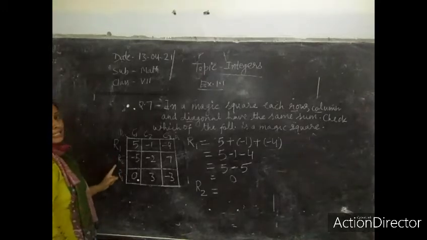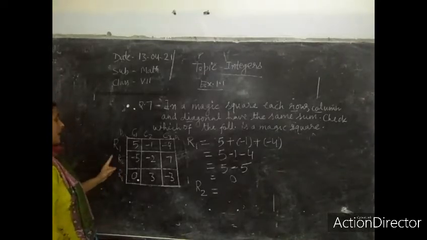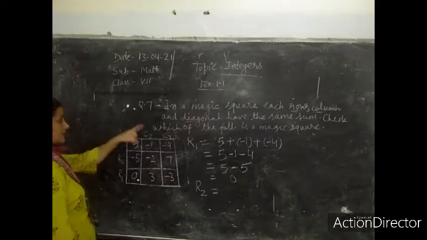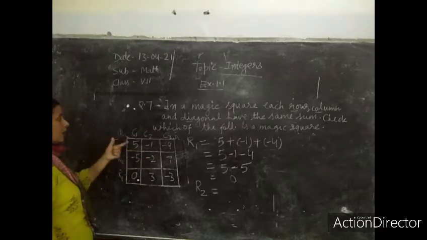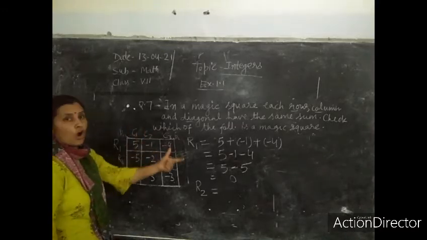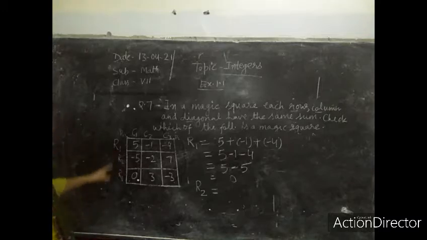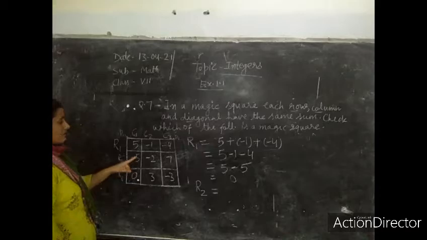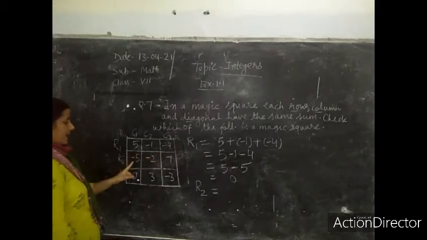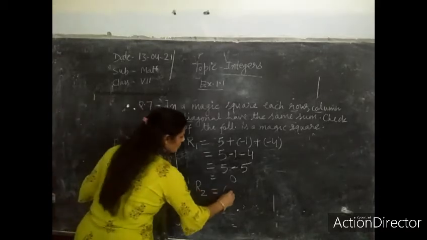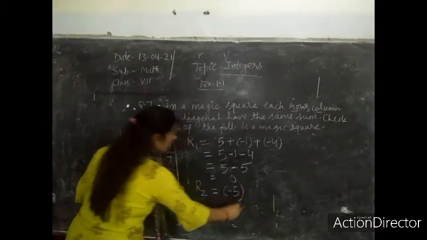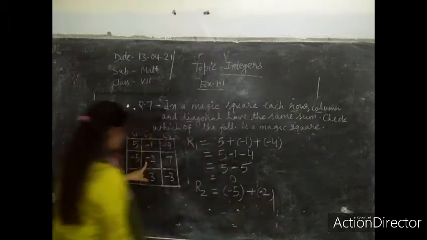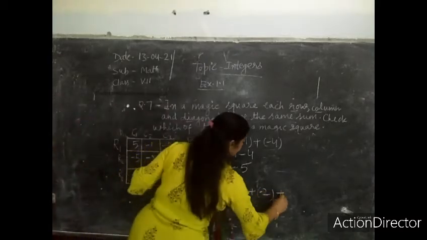Okay, R2. I have denoted row 2 by R2. These are symbolic representations, because we cannot write column, row every time. So I have written R1, R2, R3. Now come to row 2. R2: here is minus 5, minus 2 and minus 7. Use brackets before writing negative integers: plus (minus 2) and plus (minus 7).